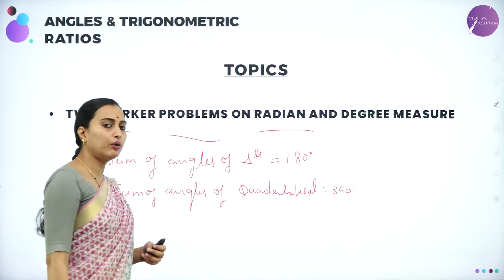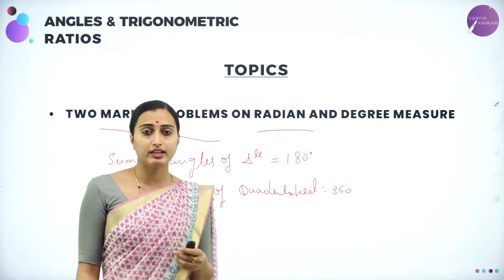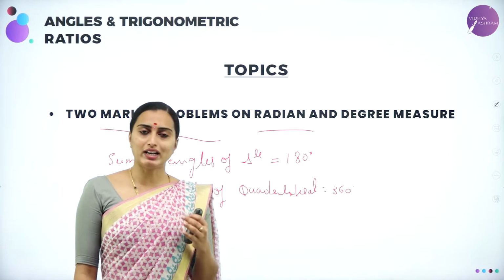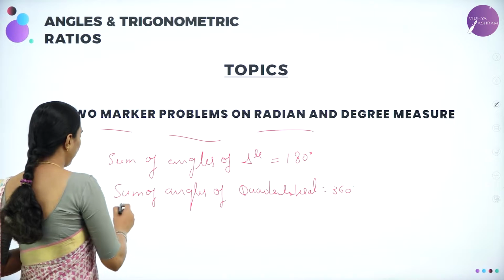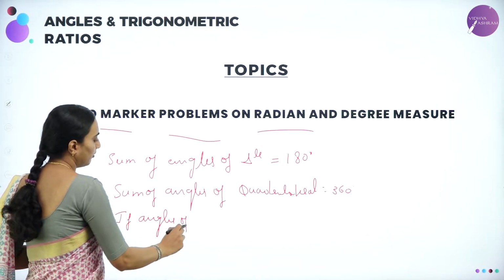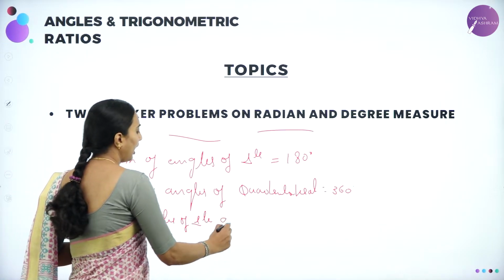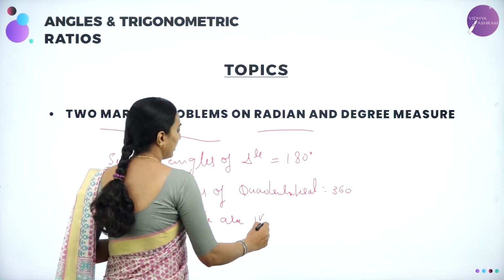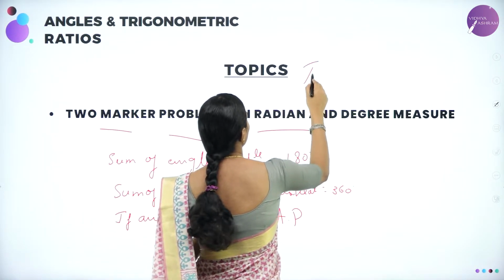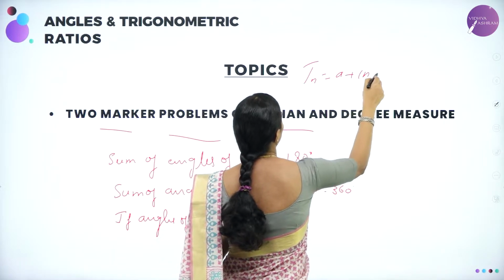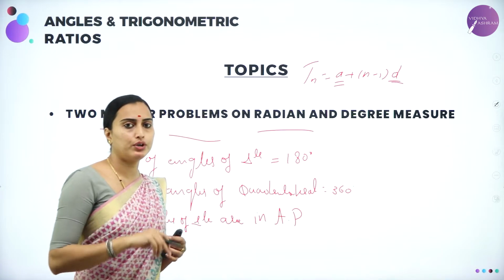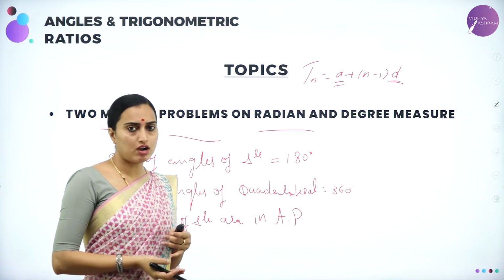And then what we are going to consider is, if the angles of a triangle are in AP, that means arithmetic progression, and the angles of a quadrilateral are in AP, then you are going to move to the formula like this. Tn is equal to a plus n minus 1 into d. Just remember this formula. A is our first term and d is the difference you are going to have, where n is the number of terms you are going to have.